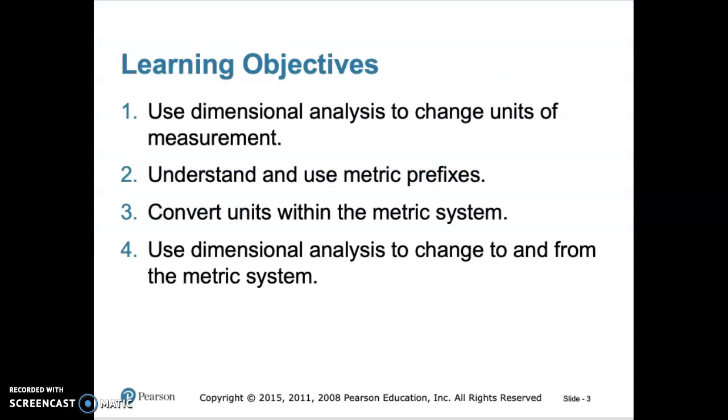Our learning objectives for this section are to use dimensional analysis to change units of measure. We're going to understand and use the metric prefixes. We're going to convert units within the metric system and use dimensional analysis to change to and from the metric system. Sounds difficult. It's not. You guys know how to do this.